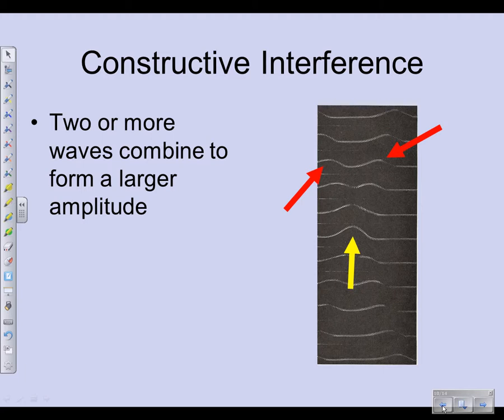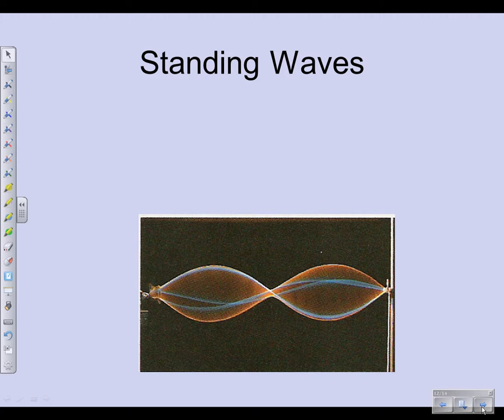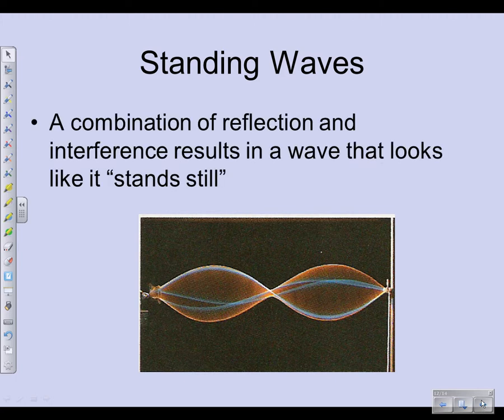Those are all examples of what we call a standing wave. Standing waves are a combination of reflection and interference that results in a wave that looks like it stands still. Reflection, because those waves have to bounce off Becca's hand and come back towards me while I'm making the new waves, so they get interference. We said that there is both constructive and destructive interference occurring, okay?